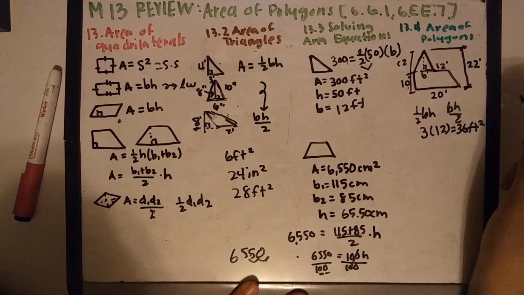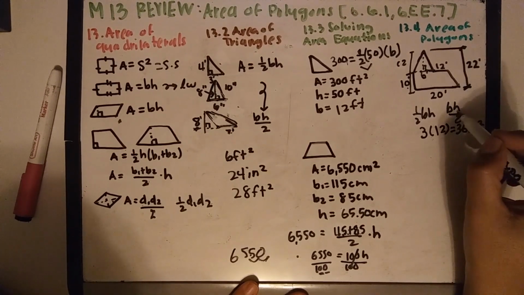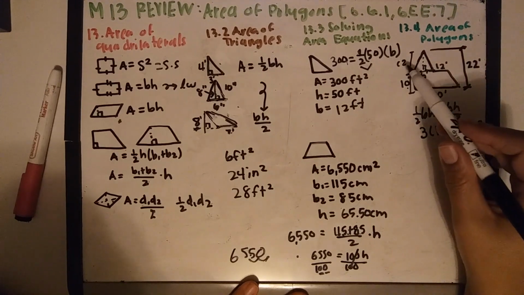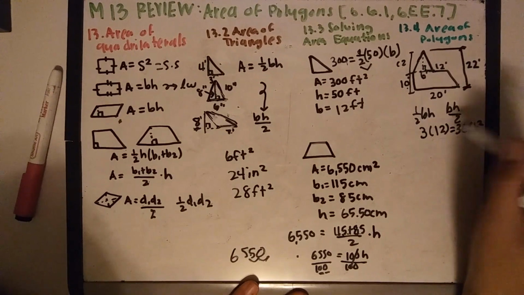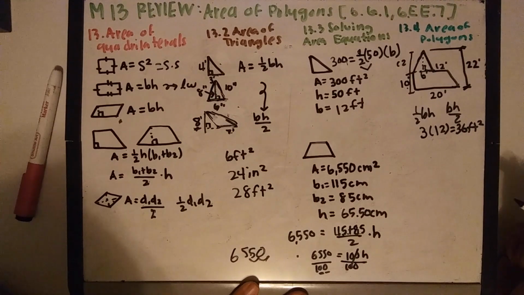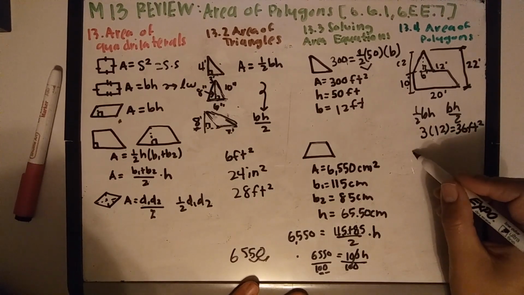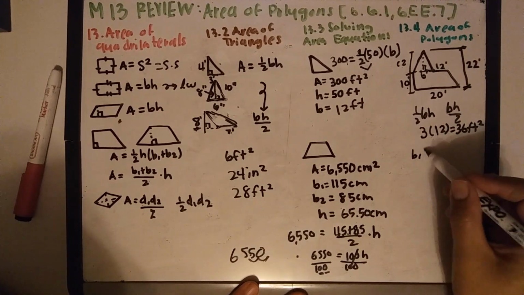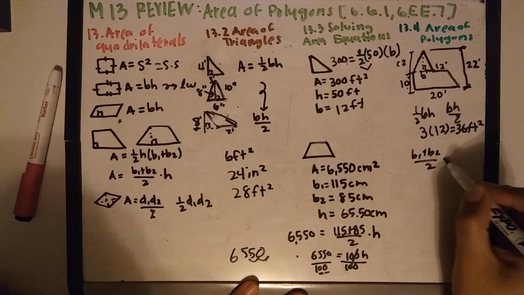That's for the triangle. If I do it this way, I can do 6 times 12, which is 72, and divided by 2 is 36. So sometimes this one's easier than that. And then for the trapezoid, I have to do base 1 plus base 2 divided by 2 times height.